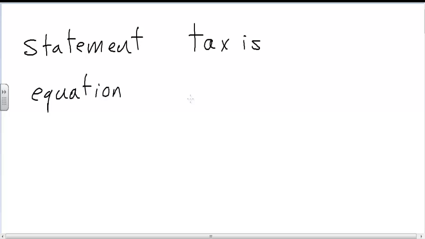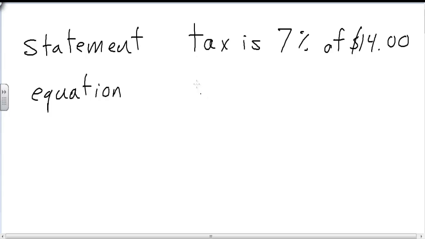So what did it tell us tax is? Tax is 7%, but since we use the total amount purchased to base tax off of, we can say that tax is 7% of $14. So from this we'll build an equation.